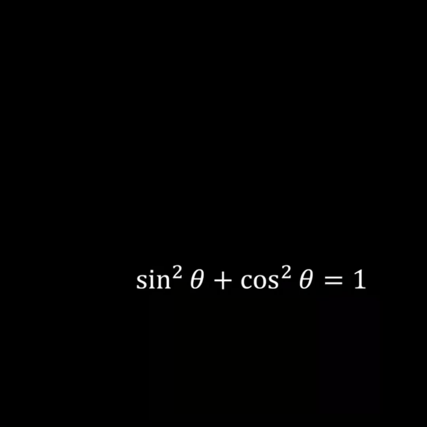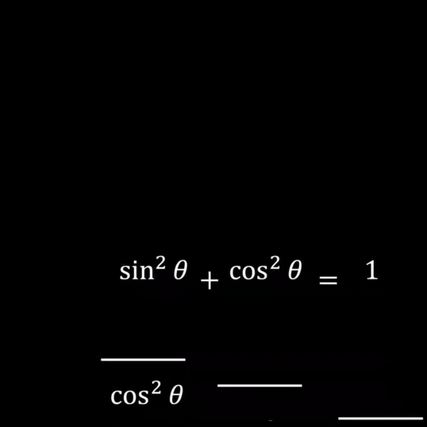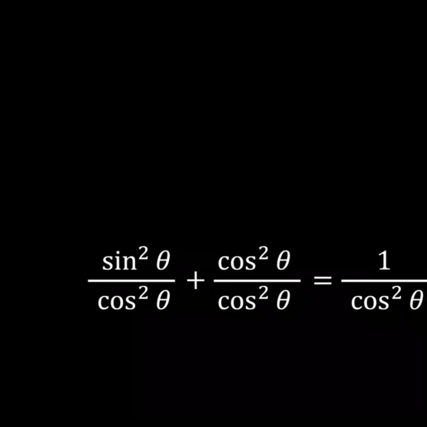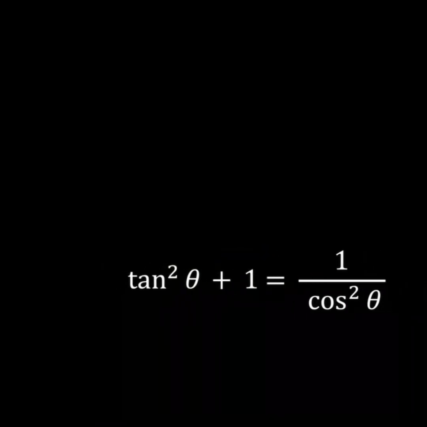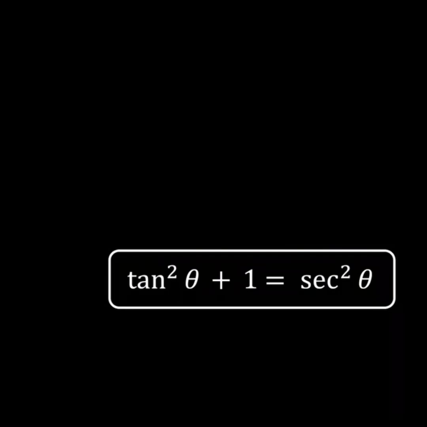In a similar manner, if we return again to our original Pythagorean identity, sine squared theta plus cosine squared theta equals 1, and this time divide each term by cosine squared theta, we find another identity. The first term, sine squared theta divided by cosine squared theta, is tangent squared theta. The second term, cosine squared theta divided by cosine squared theta, is simply 1. And finally, 1 divided by cosine squared theta equals secant squared theta. Thus, we have derived another useful identity. Tangent squared theta plus 1 equals secant squared theta.